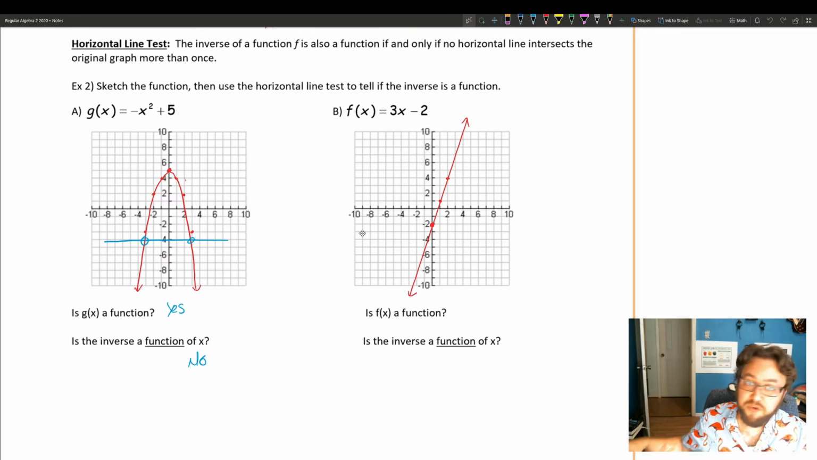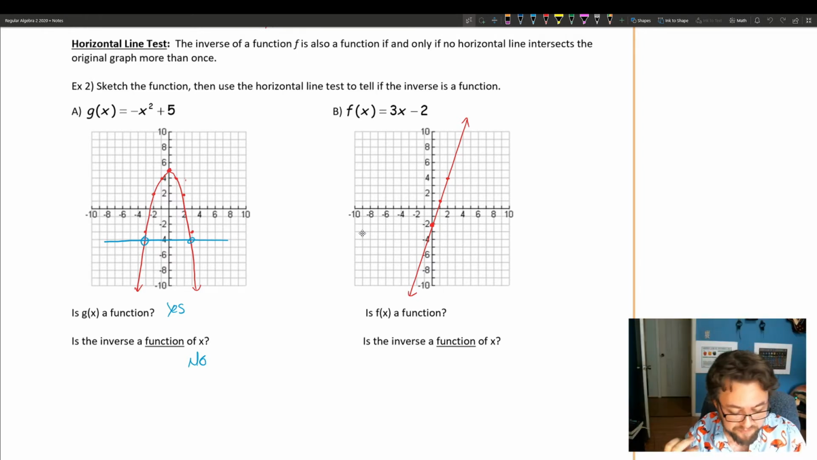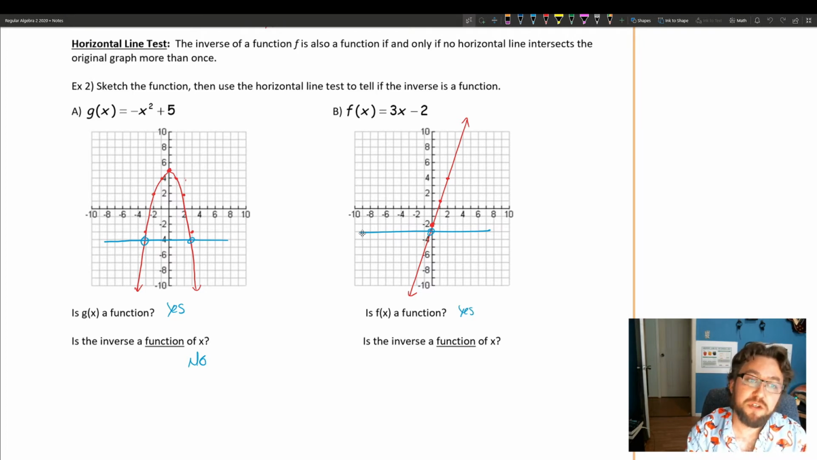Does this pass the vertical line test? If I drop a line, it only hits it once, so it passes. Take a horizontal line, and I can pass it anywhere along this graph, and it's only going to hit it in one place. So is f of x a function? Yes. Is its inverse a function? Also yes.